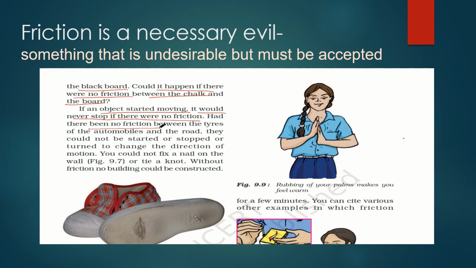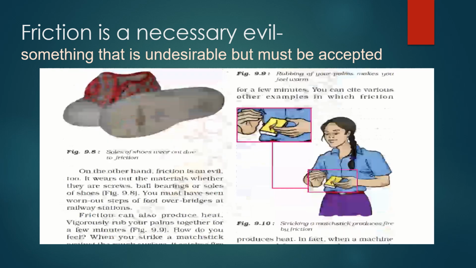Had there been no friction between the tires of automobiles and the road, they could not have been started or stopped. Every object which is moving or stopping needs a frictional force. You could not fix a nail on the wall or tie a knot. So friction is very important, it is necessary. Without friction, a building could not be constructed. So these are the necessities or advantages.